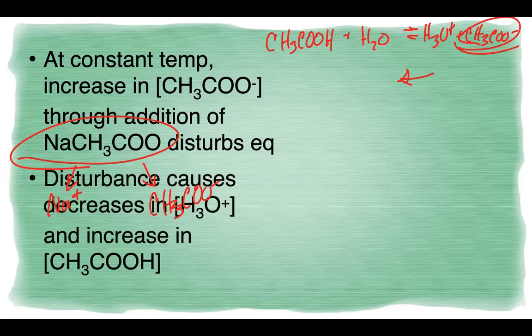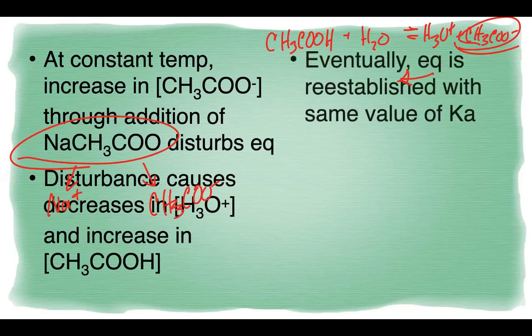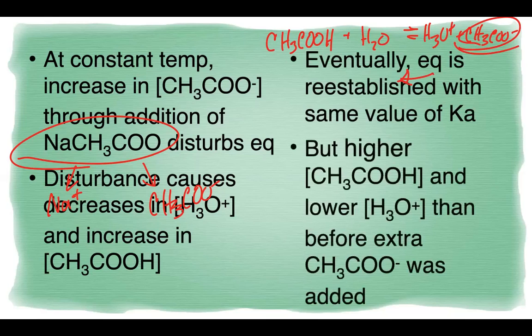So that disturbance causes a decrease in hydronium and an increase in hydroxide. Eventually, equilibrium will be reestablished with the same value of Ka, but because you've shifted to the left, you're going to have a lower hydronium concentration than before you added the sodium acetate. So this is another example of Le Chatelier's principle.